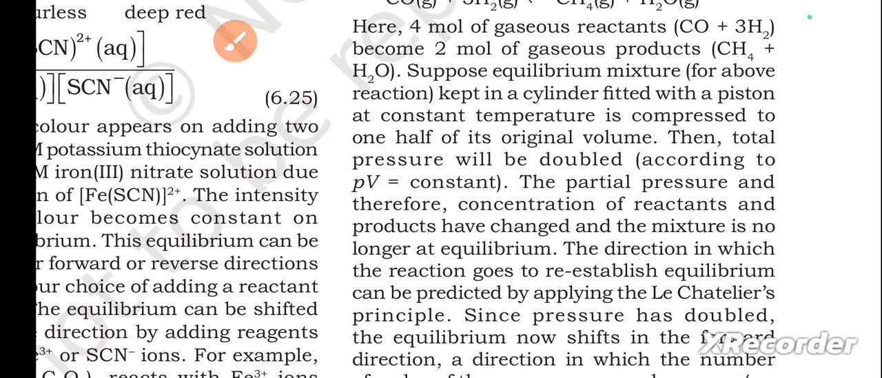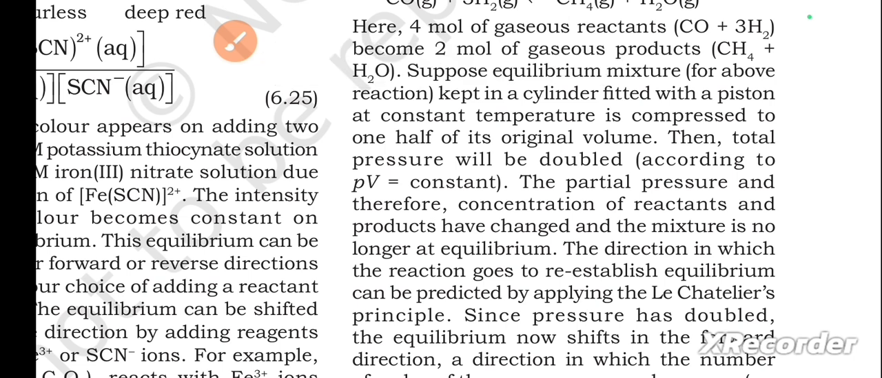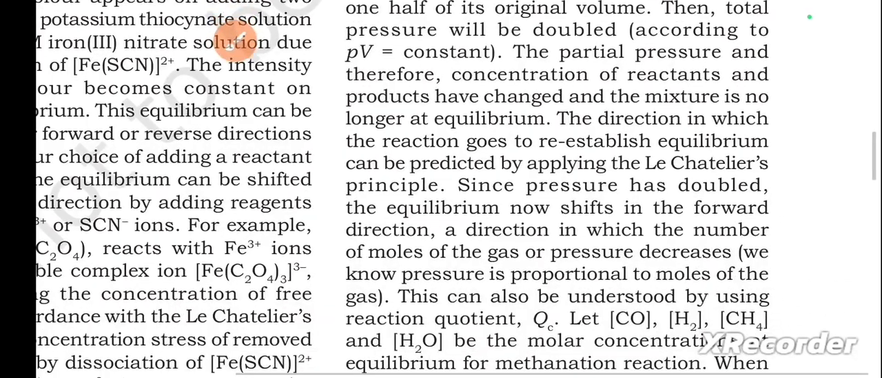The partial pressure and therefore concentration of reactants and products have changed, and the mixture is no longer at equilibrium. The direction in which the reaction goes to re-establish equilibrium can be predicted by applying Le Chatelier's principle. Since pressure has doubled, the equilibrium now shifts in the forward direction, a direction in which the number of moles of the gas or pressure decreases.